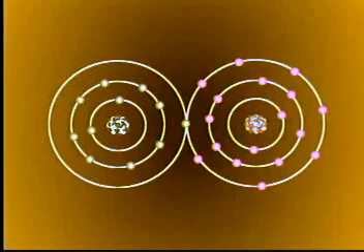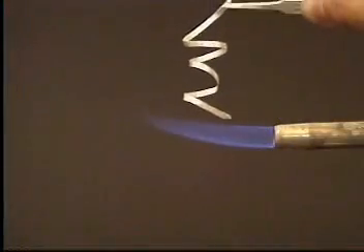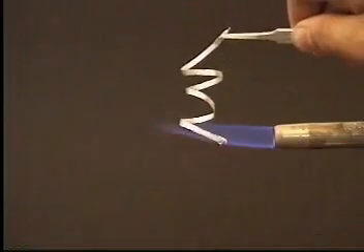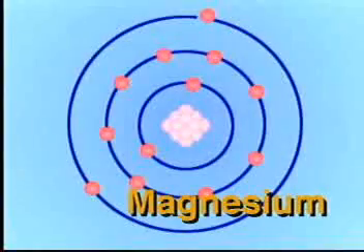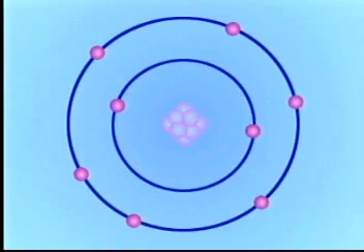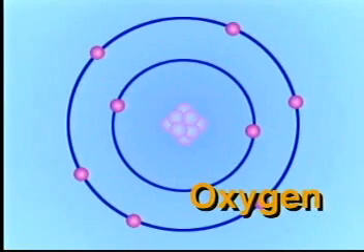In this burning piece of metal, an atom of magnesium with a small number of electrons in its outermost shell donates electrons to an atom of oxygen that needs those electrons to fill its outer shell. Here you can see an atom of magnesium with 2 electrons in its outermost energy level, an atom of oxygen that has 6 electrons in its outermost energy level.